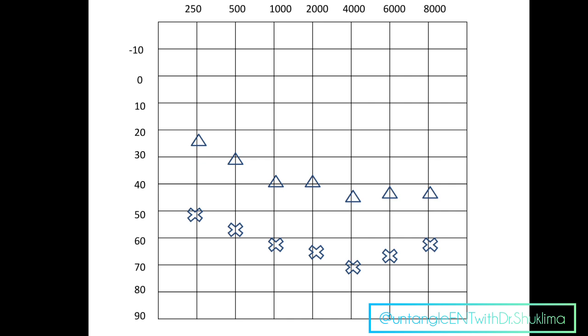Now check this one. Blue color, left ear. Now the air conduction is an average of 60 decibel, therefore severe hearing loss. But look at the bone conduction and the AB gap. The bone conduction is more than 20 decibel and the air-bone gap is also more than 20 decibel. So this is a condition where there is severe mixed hearing loss in the left ear.